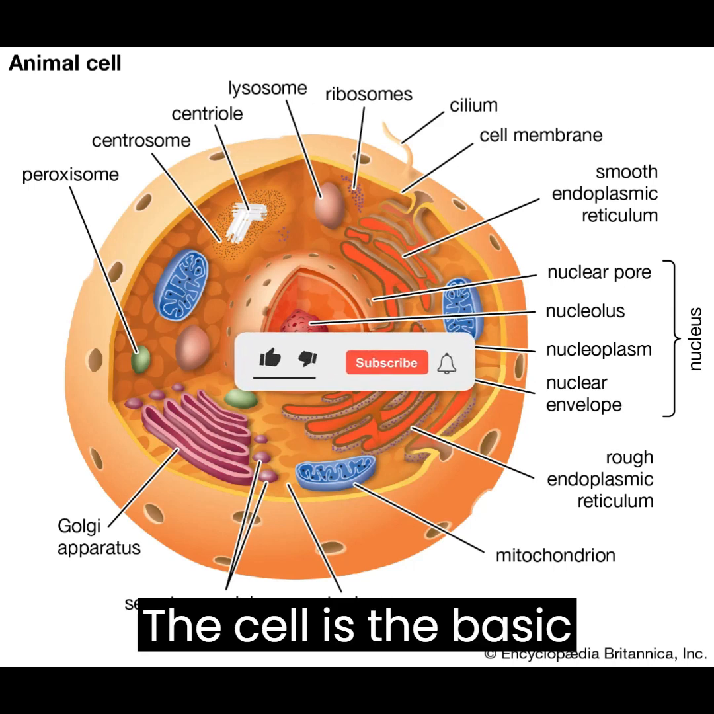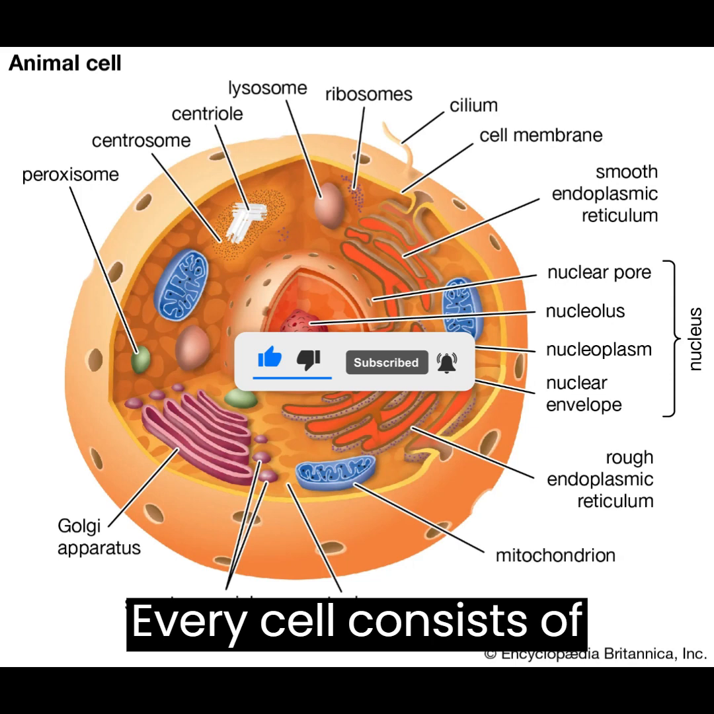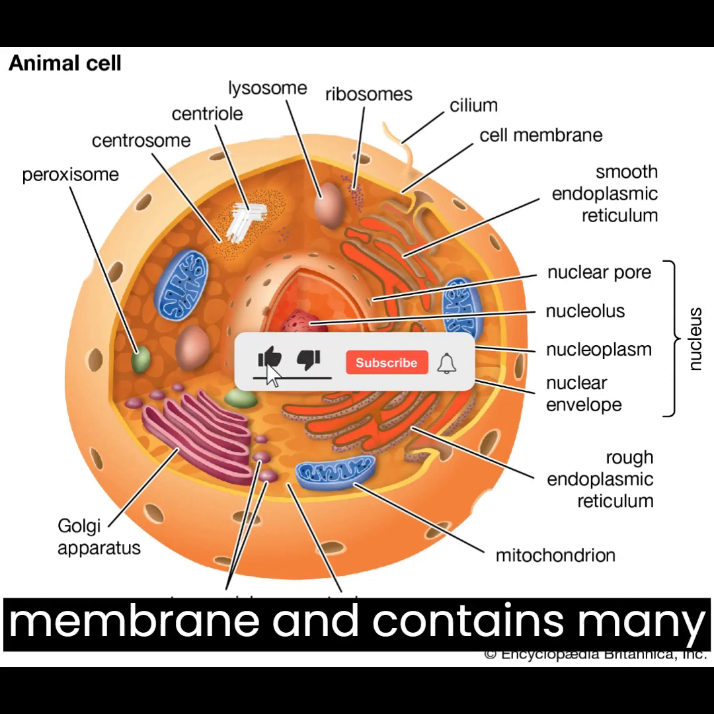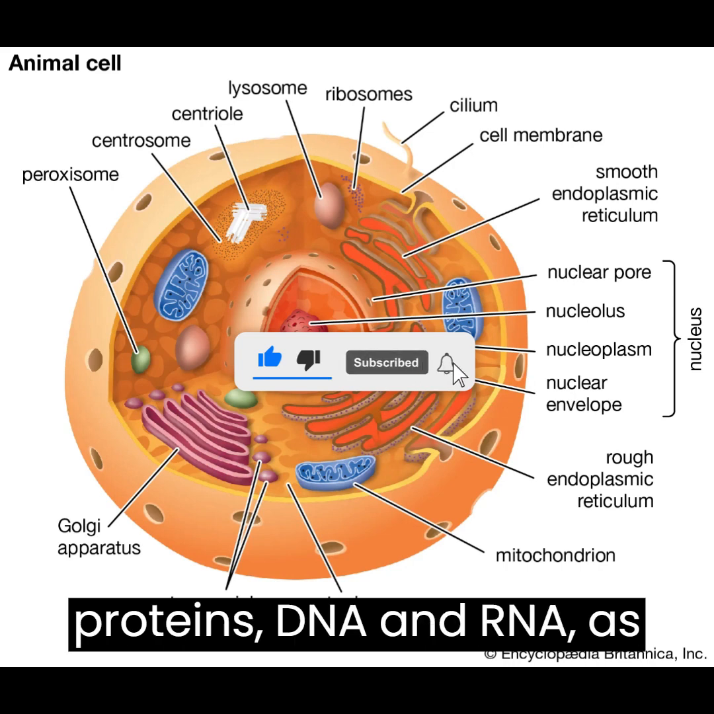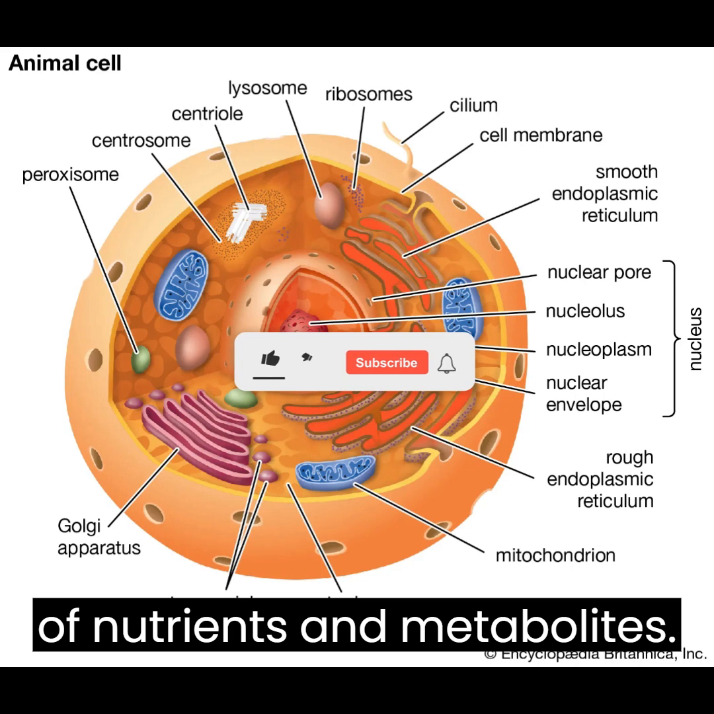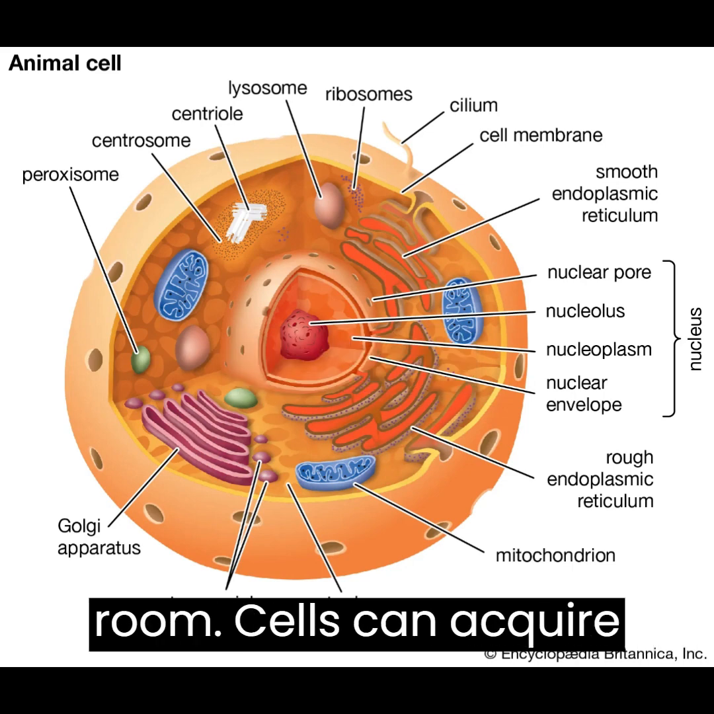The cell is the basic structural and functional unit of all forms of life. Every cell consists of cytoplasm enclosed within a membrane, and contains many macromolecules such as proteins, DNA, and RNA, as well as many small molecules of nutrients and metabolites. The term comes from the Latin word cellula, meaning small room.